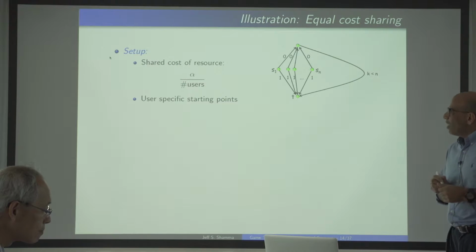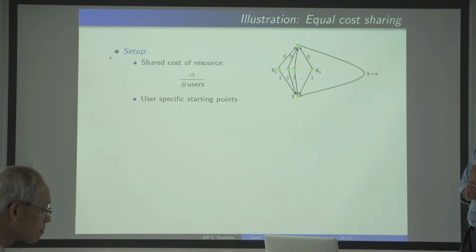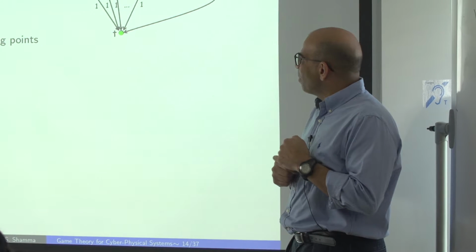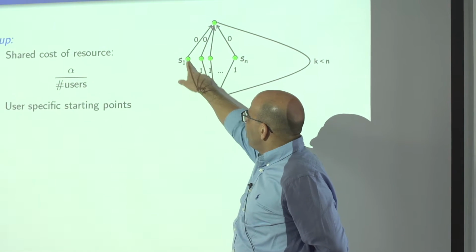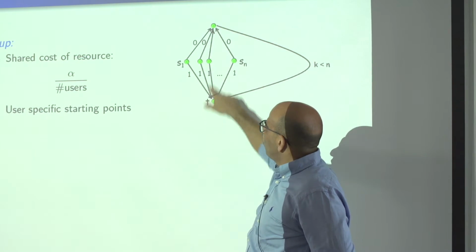Here's an illustration of price of anarchy and price of stability. It's again a commuting game, and the way it goes is as follows. Everybody can commute from their home to town for a cost of 1.